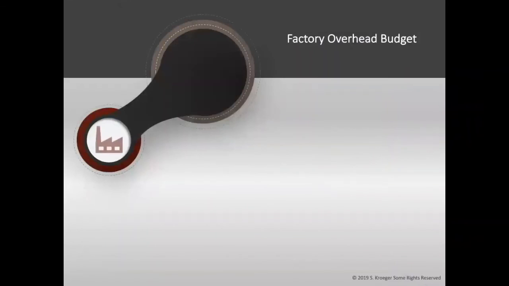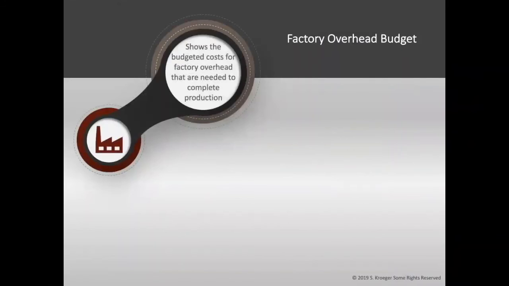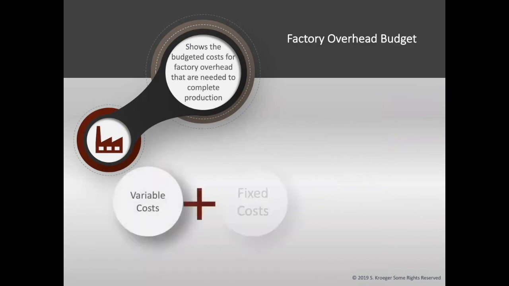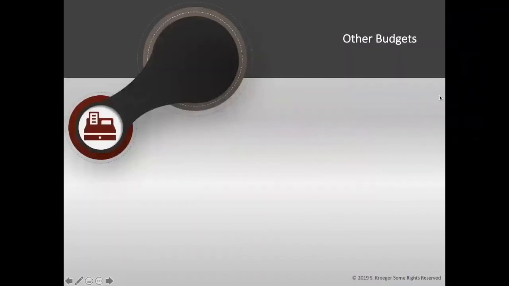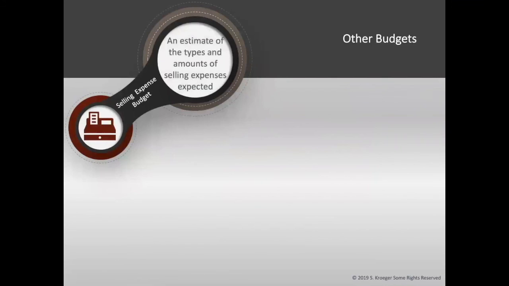The factory overhead budget shows the budgeted costs for factory overhead that are needed to complete production. This would be the variable costs that we learned last chapter along with the fixed costs. Once again, this budget becomes more complex with larger companies. On this next slide, I have a few other budgets grouped together. First is the selling expense budget.